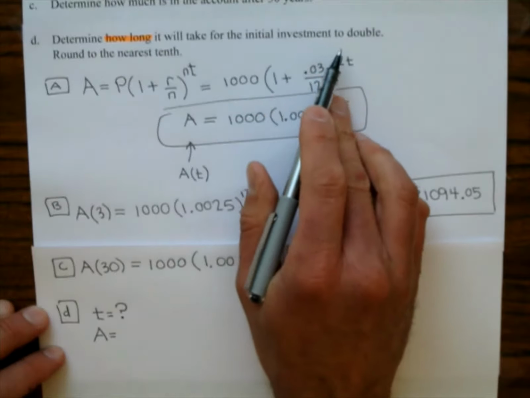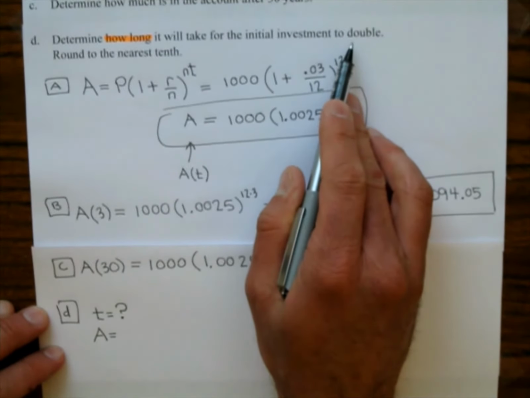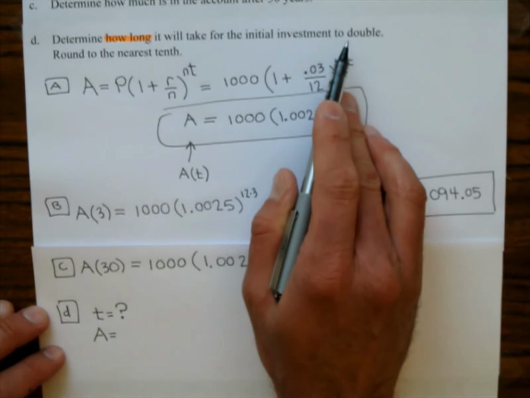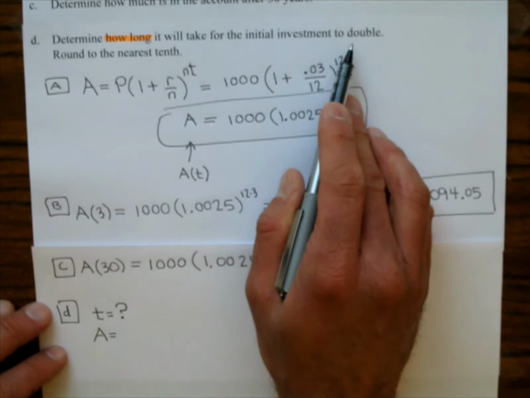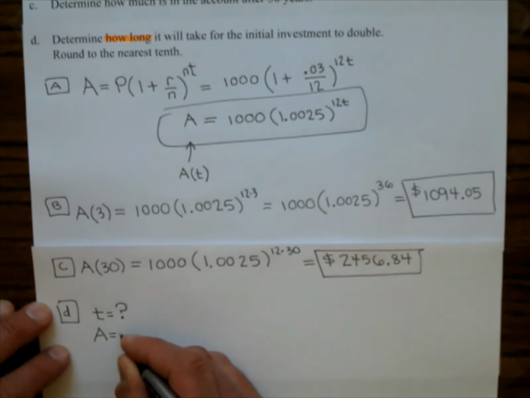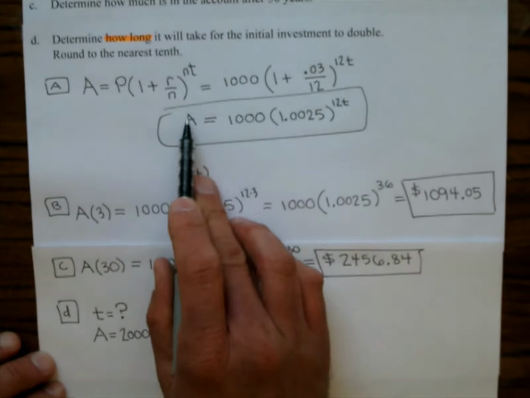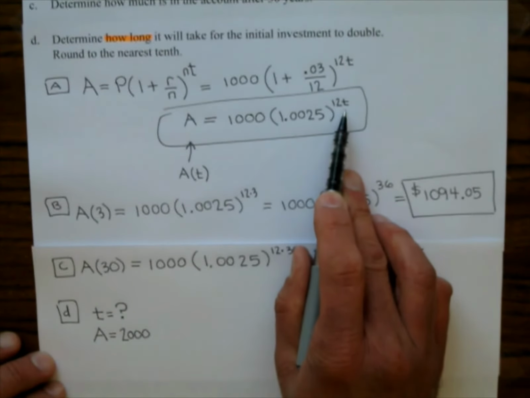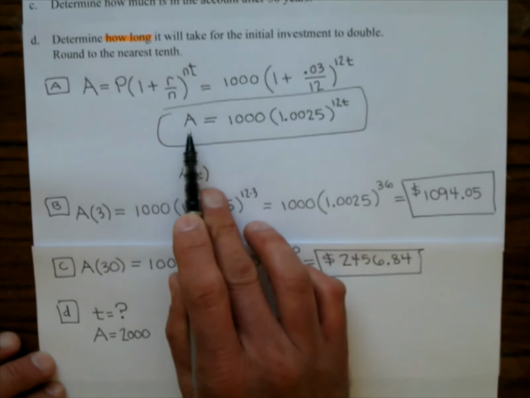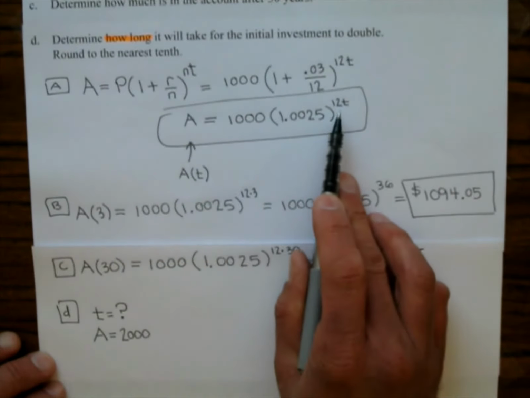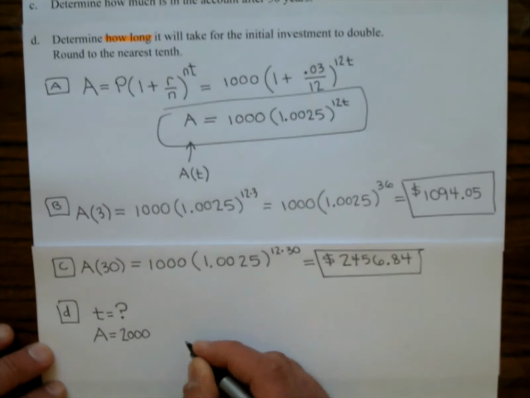And it says the initial investment. The initial investment was actually $1,000. That was the principal. So when it doubles, it's not going to be 1,000. It's going to be, the amount will be $2,000. So look what we have here. We're still going to stick something into this function, but we're not going to put the input in of t. We're actually going to put the output of 2,000 in there and solve for t. So let's go ahead and do that.